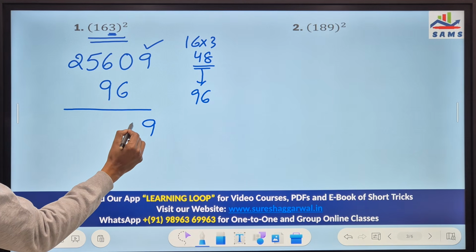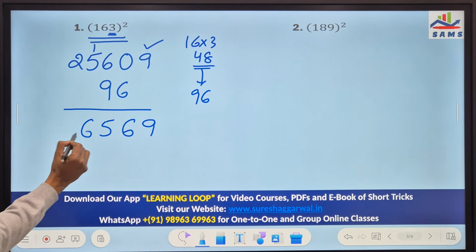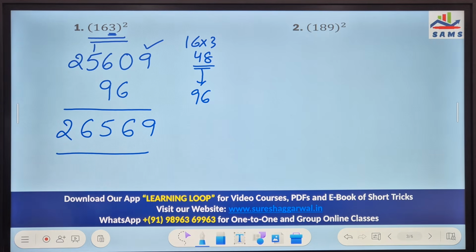So this is 9, this is 6, this is 15, 5, 1 carry, and then we have the 6, and then we have the 2, giving you 26569 as the square of 163.